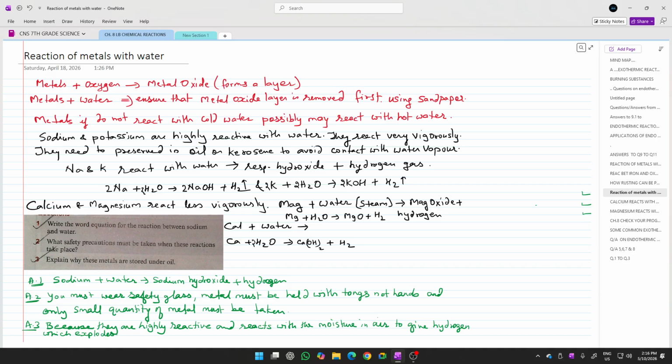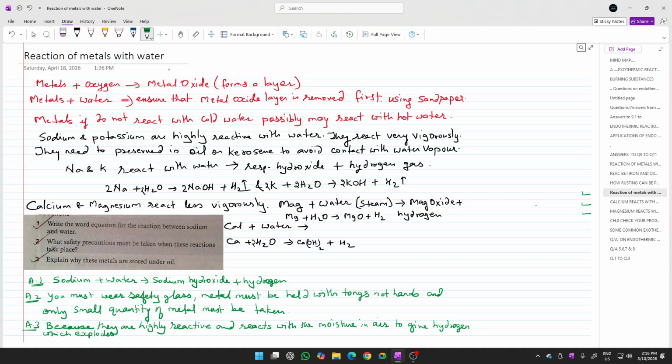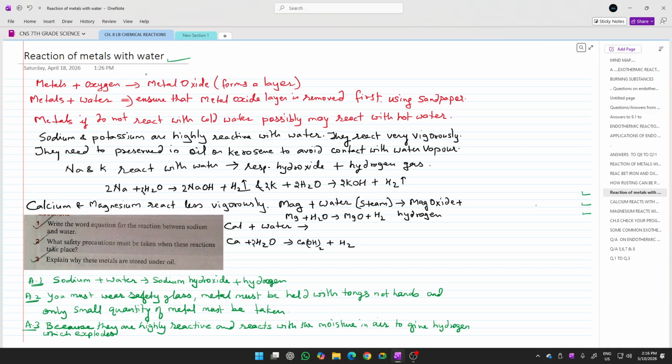Now this is the topic that we are going to discuss in today's session, that is reaction of metals with water. Okay, so let us get started with this reaction of metals with water. Now metals combine with oxygen, and you know that the corresponding metal oxide is formed. This you know very well, and this metal oxide layer will be formed over that metal. The metal will get covered by that layer of metal oxide. This is normally what happens when any metal combines with oxygen.